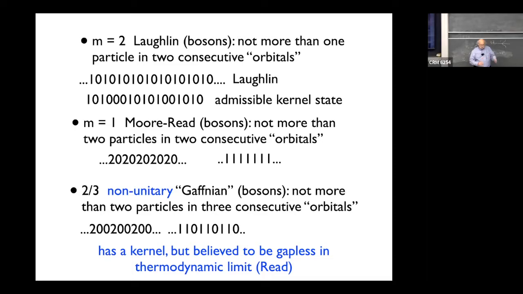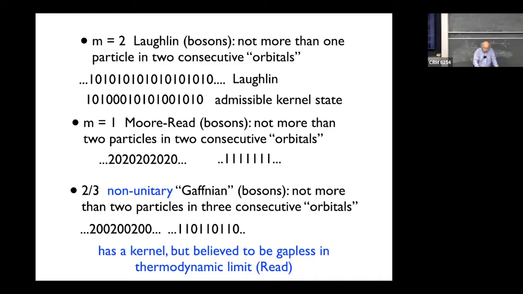So the Moore-Read is not more than 2 particles. For the fermion case, it would be not more than 2 particles in 4 boxes. And for the boson case, the Gaffnian is not more than 2 particles in 3 boxes. And the fermionic version is a 2/5 state, which is not more than 2 particles in 5 boxes.